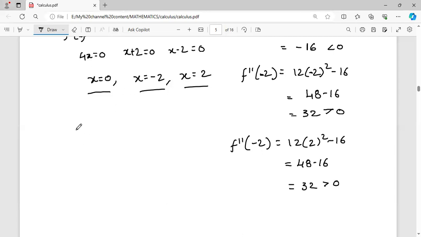So here the thing is, if f double dash of x is less than 0, it is the maxima value. It is the maxima.